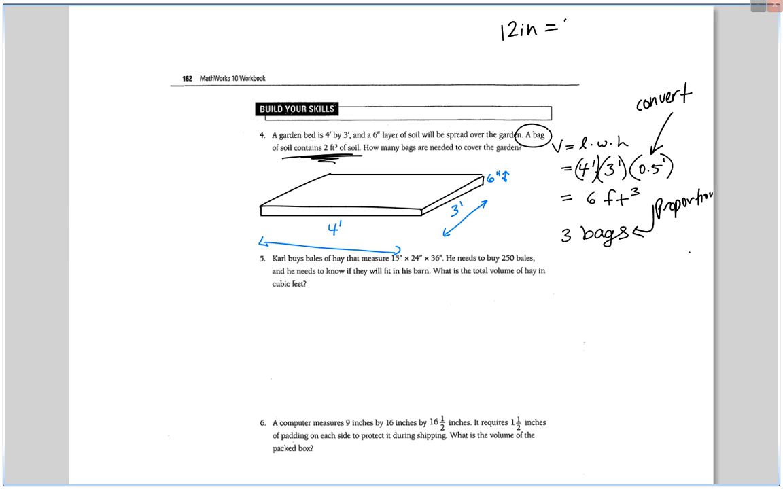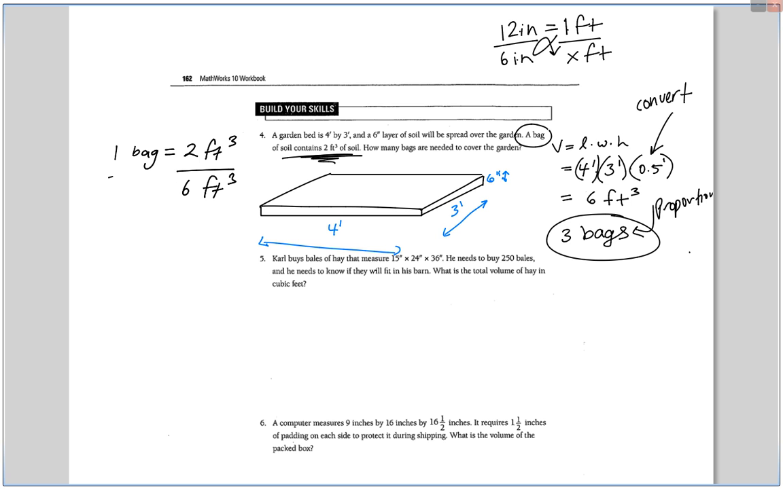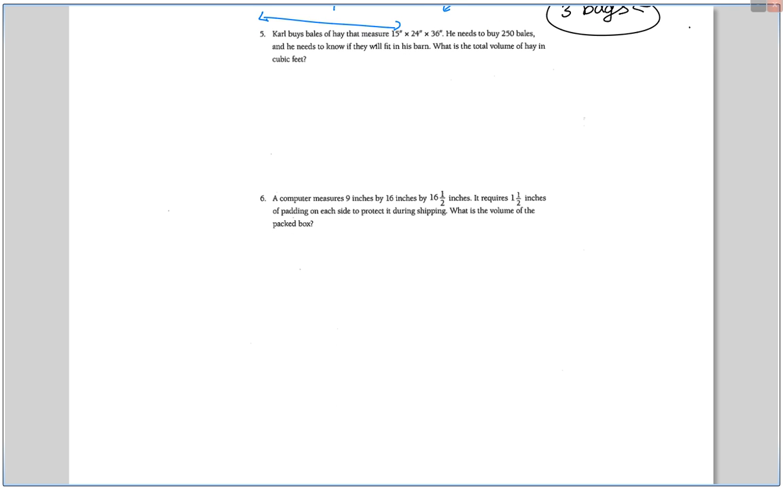12 inches equals 1 foot. We had 6 inches, so it would go there, and this would be x feet. Cross multiply 1 times 6 divided by 12. That would give you half a foot. And then for the proportion, I'll do it on the left here. It says 1 bag equals 2 cubic feet. We have 6 cubic feet, so x bags over here, and then cross multiply 1 times 6 divided by 2 would be 3 bags. Okay.